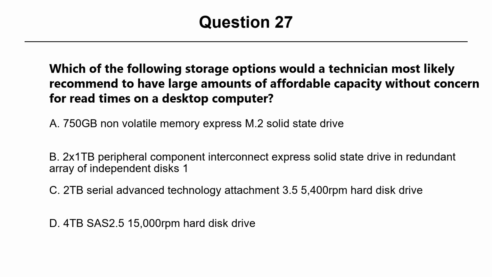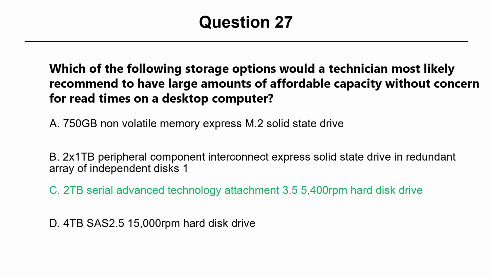Question 27. Which of the following storage options would a technician most likely recommend to have large amounts of affordable capacity without concern for read times on a desktop computer? Option A, 750 GB non-volatile memory express M.2 solid-state drive. Option B, 2x1 TB peripheral component interconnect express solid-state drive and redundant array of independent disks 1. Option C, 2 TB serial advanced technology attachment 3.5, 5,400 RPM hard disk drive. Option D, 4 TB serial attached SCSI 2.5, 15,000 RPM hard disk drive.